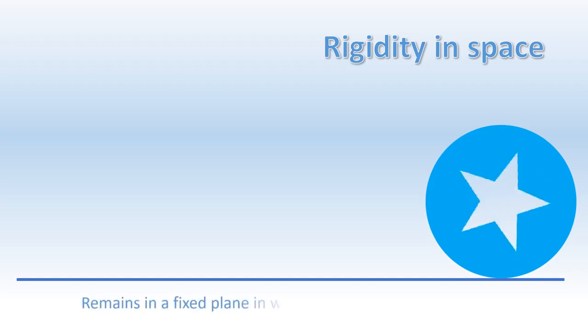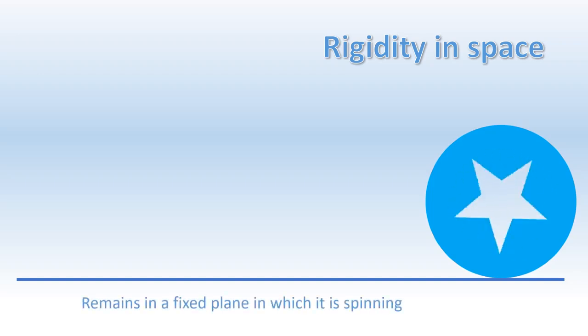Another significant property is rigidity in space. Essentially, it is the conservation of angular momentum. Without any external forces acting on it, a rapidly spinning gyroscope maintains a fixed position in the plane in which it is spinning. This principle is what allows us to ride a bicycle without toppling over easily. All three gyroscopic instruments heavily rely on this principle to accurately measure and indicate an aircraft's orientation and movement.